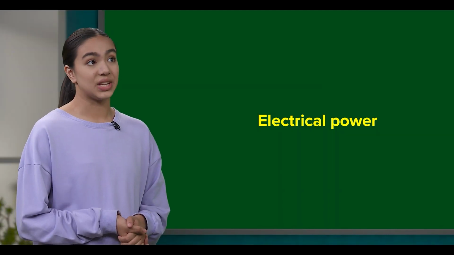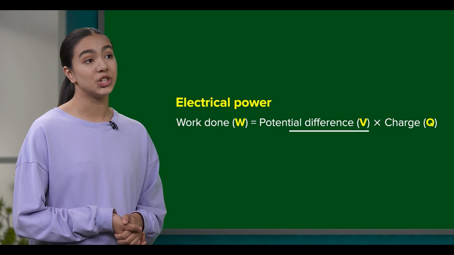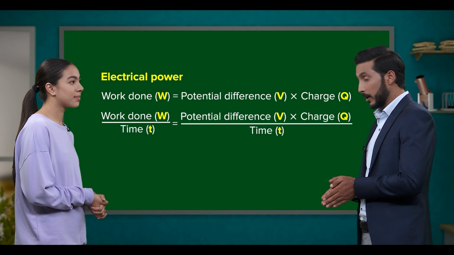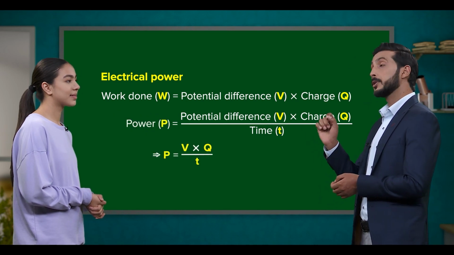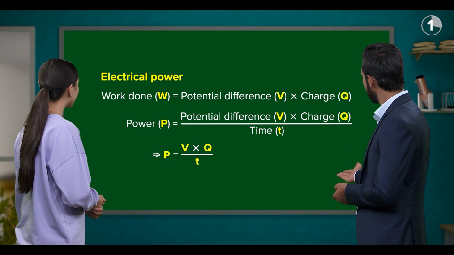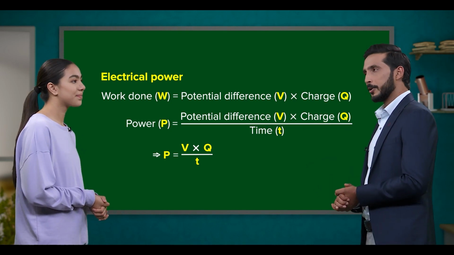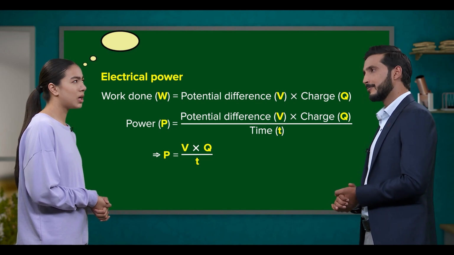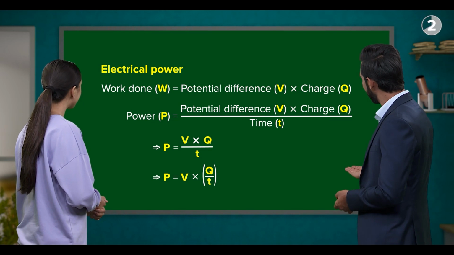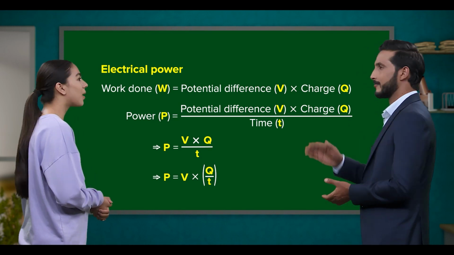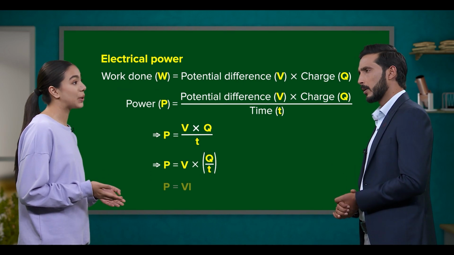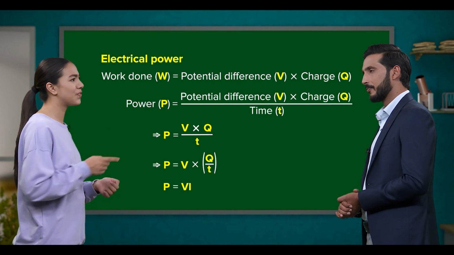From the definition of potential difference, the work done would be the voltage times charge. Good. So, if we divide this by time, we obtain the formula for power. P equals V times Q divided by T. Notice something interesting about this equation? Not really. Let me help you. Oh wow! Q over T is simply current, isn't it? That means P equals V times I. I have used this formula before.